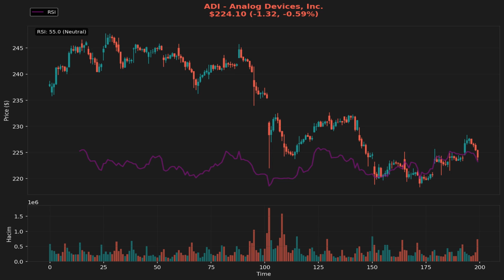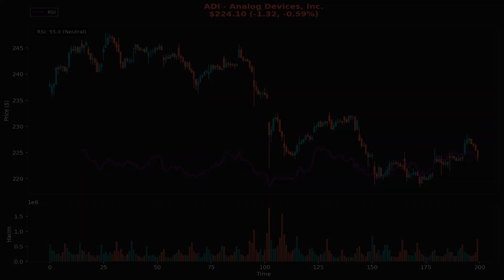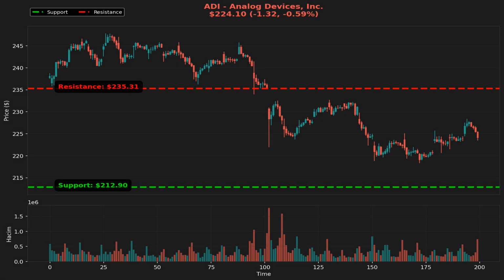On the other hand, resistance is recorded at $235.31. If ADI manages to break above this level, it may indicate a bullish reversal, inviting more buyers into the market. These levels are significant as they represent points where traders may react, either by placing buy or sell orders, leading to potential reversals in price trends.